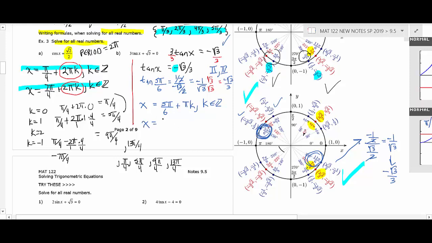The next solution we would say is 11 pi over 6, again, plus pi k, where k is an integer. But what I want to show you is that second solution is actually unnecessary. Here's why. If k was equal to 1 in this formula, you would get 5 pi over 6 plus pi times 1, of course.